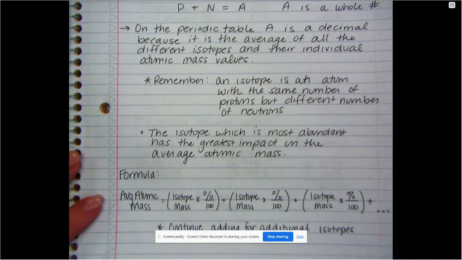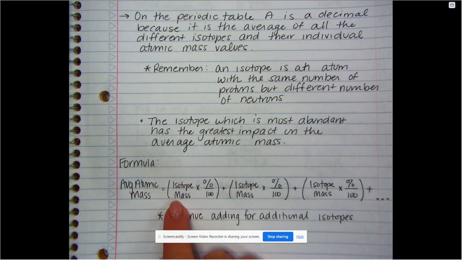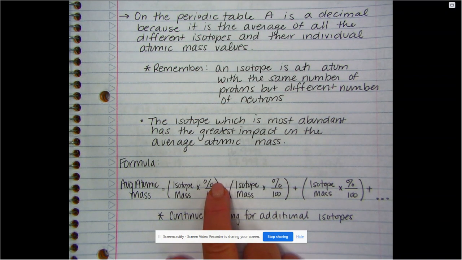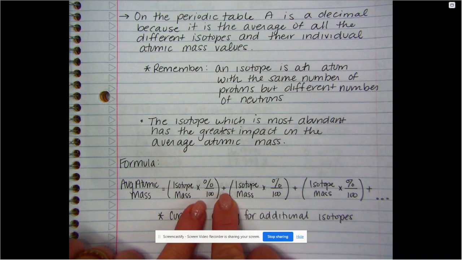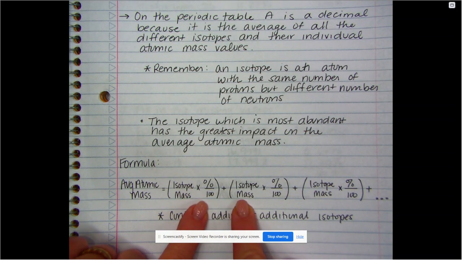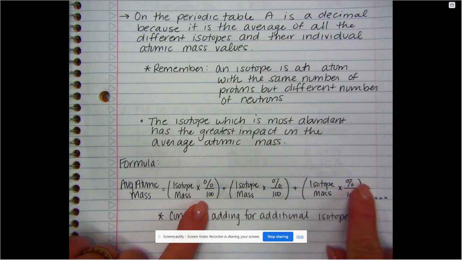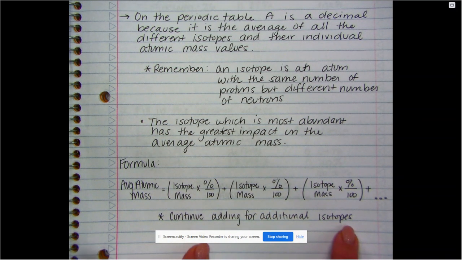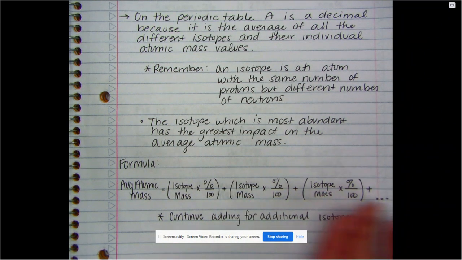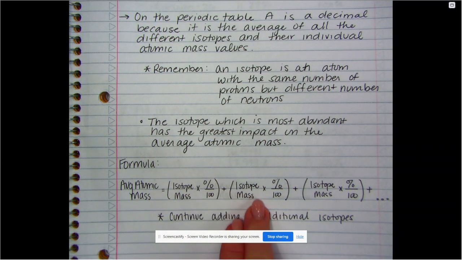So our formula is the mass of the individual isotope times the percent of that isotope divided by 100. So we're basically taking the percent and dividing by 100 to get a decimal, plus the next isotope, its mass times its percent divided by 100, plus the next isotope, and so on and so forth. We would continue adding for however many isotopes we have. If we have 5, we would do this 5 times and add them up. If we only had 2, we would do it twice and add them up.